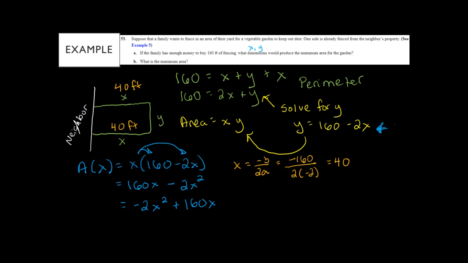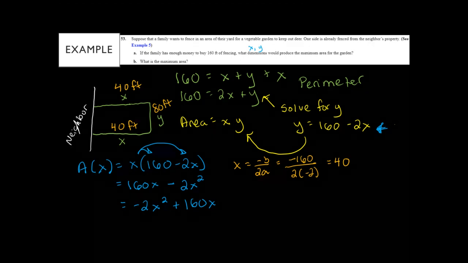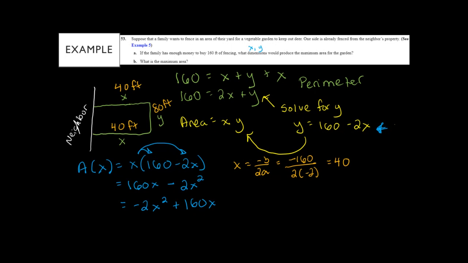And so then we can find the other dimension, 160 minus basically 40 and 40. And so that gives us 80 feet. So part A, we've got our dimensions. It would be 40 by 80 to get the maximum area for your garden. So it's not actually going to be a square that will get you your maximum. And my picture is totally not to scale. I've got the wrong side. My longest side that I drew was actually the shortest side. But that's okay. What matters is the numbers.